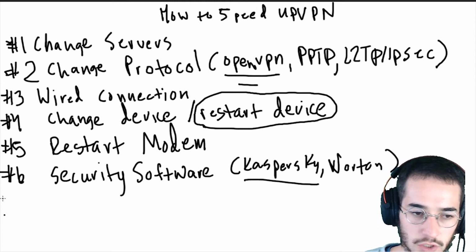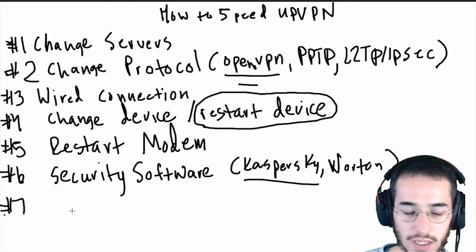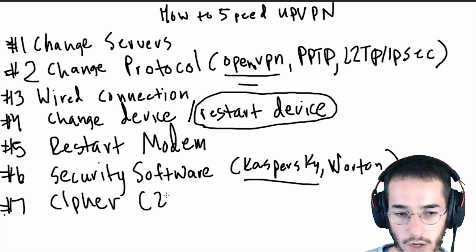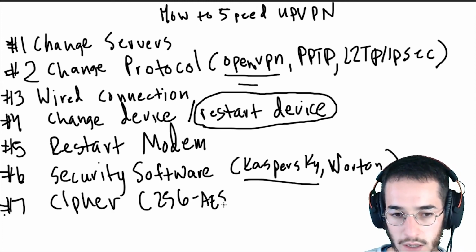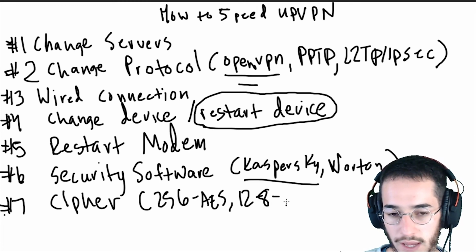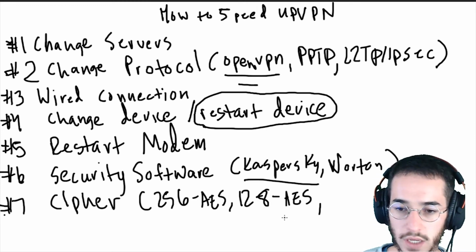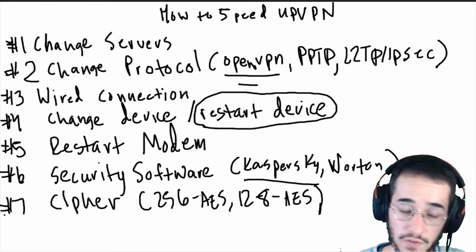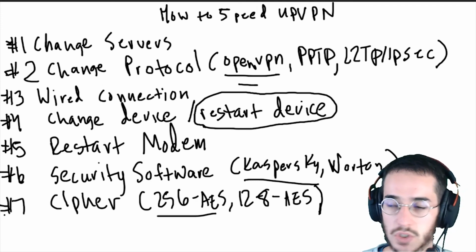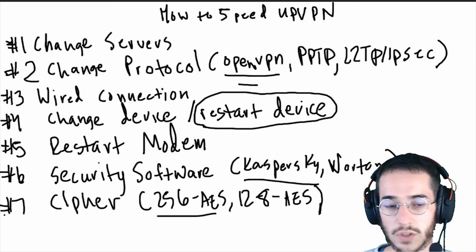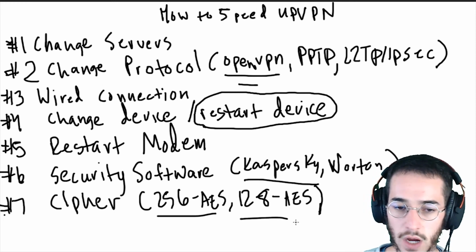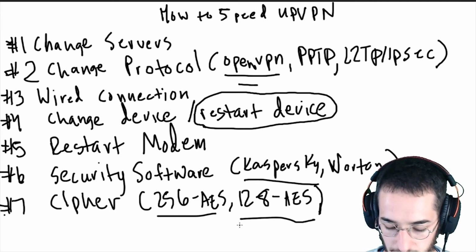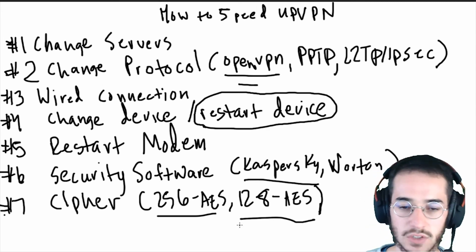But another thing you can do, although I'm not going to see this in too many VPNs, is cipher. What kind of cipher are you using? Are you using 256 AES? Are you using 128 AES? Or are you using one of these or some other encryption cipher? If you're using 256 AES, this is pretty much the strongest encryption that you can use. So of course you might get some speed decreases. But if you see 128 AES, this is a less secure but still very secure option that can give you some increased speeds while not jeopardizing your security too much.